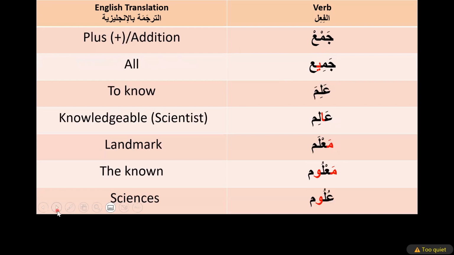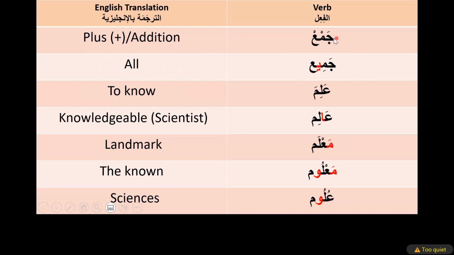All right, moving to jami'. So jami' here is the plus sign or the addition. And jami' is all. I added the ya to my three-letter jim mim ain. That is jami', all. And you can say: all the students are here. All the students are here.